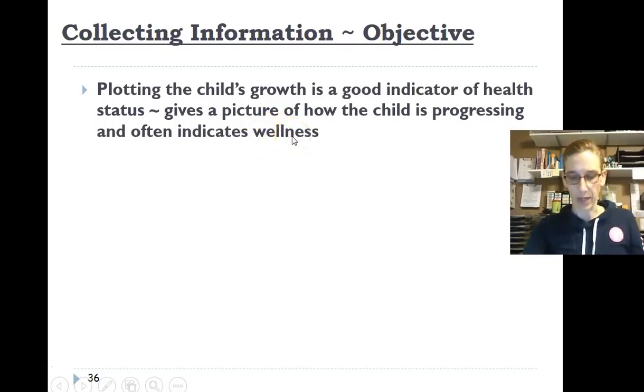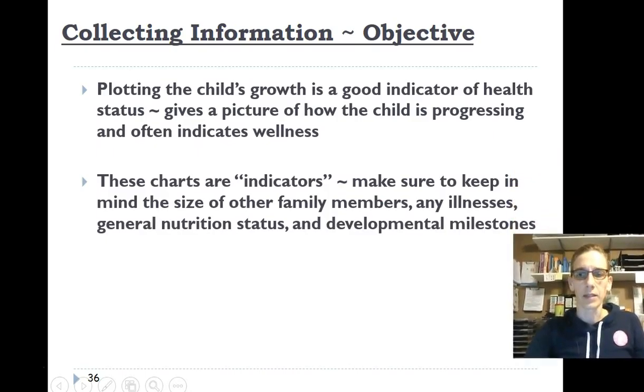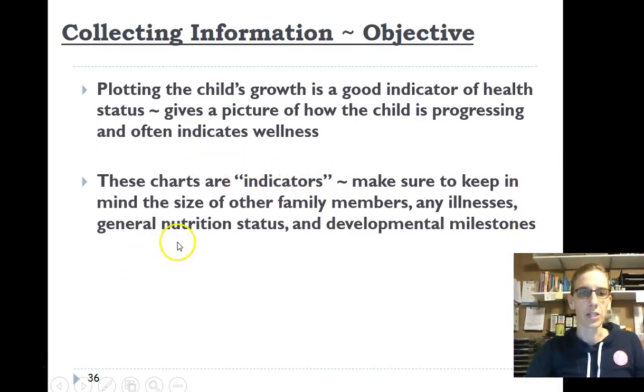So that's why you'll see where they come in and they will chart the height and weight and whether they're in the 50th percentile, 95th percentile, 75th percentile, or where they're falling on this chart. And it just shows a nice progression of how the child is growing. Right? Obviously, like I just said, they're indicators. Make sure to keep in mind the size of other family members. If the mom and dad are both 5 foot tall, you can't expect that this child is going to be 5'7". You have to take into account all of these things, okay?